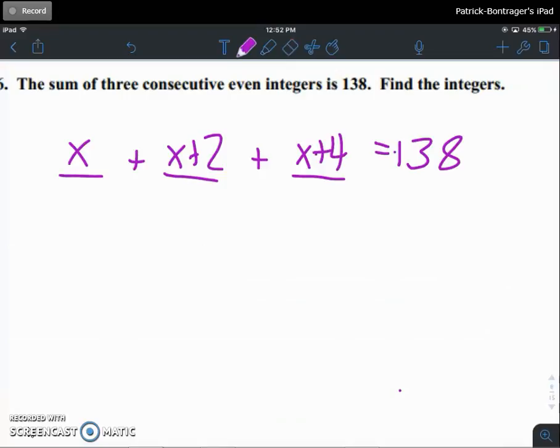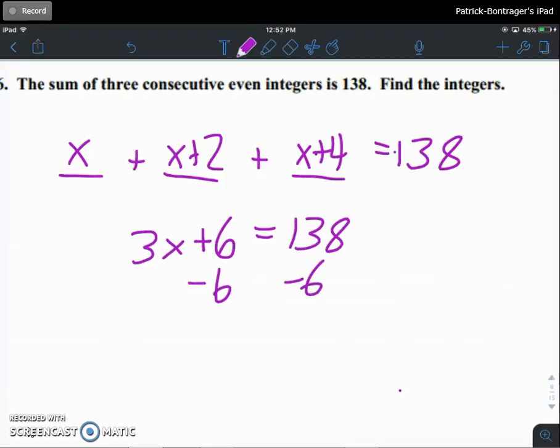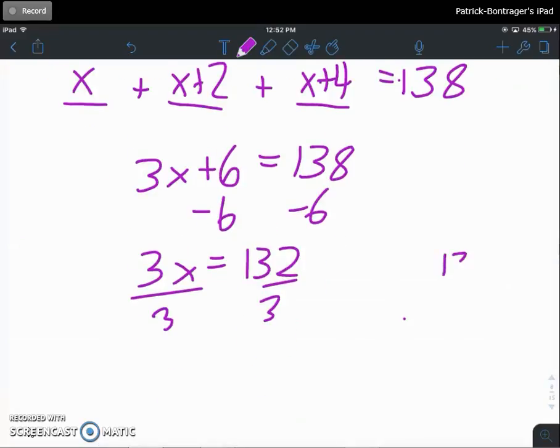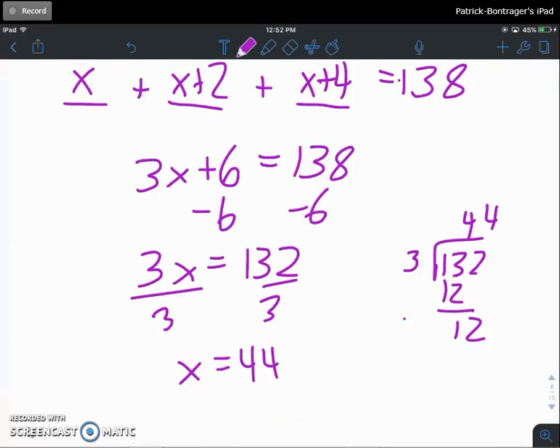x plus x plus x is 3x. 2 plus 4 is 6. Equals 138. Subtract 6 from both sides. We get 3x equals 132. Divide. 132 divided by 3 is 44. So x equals 44.